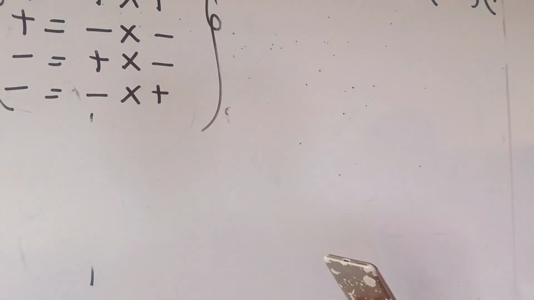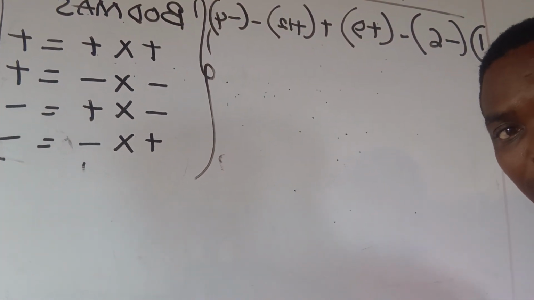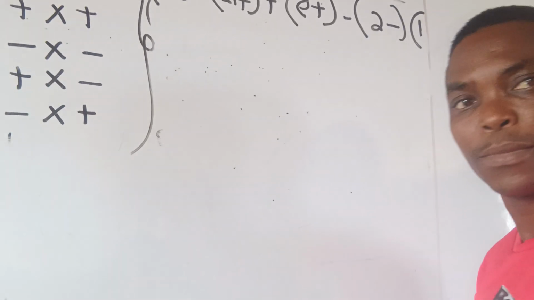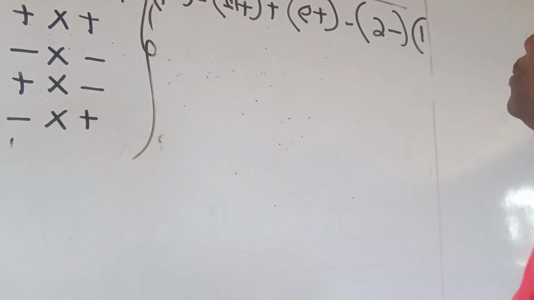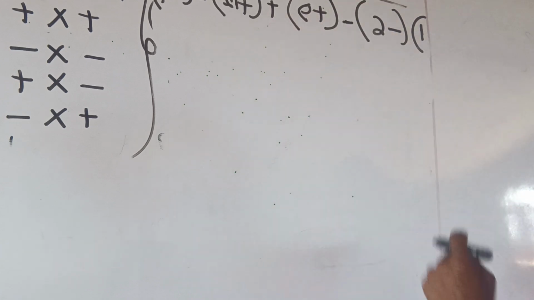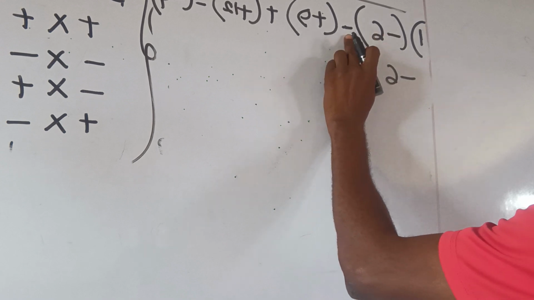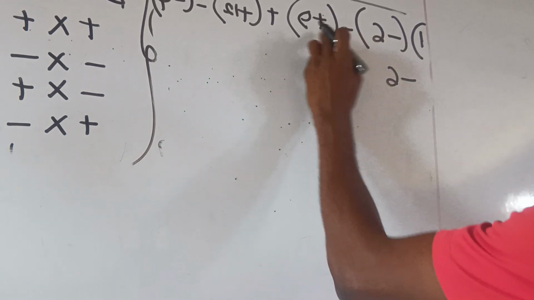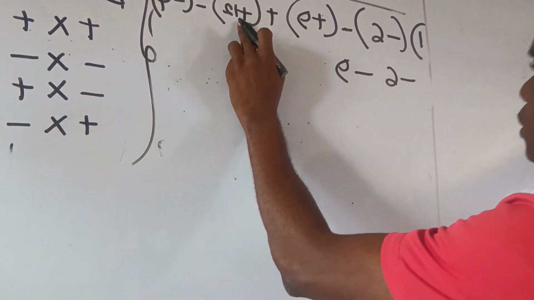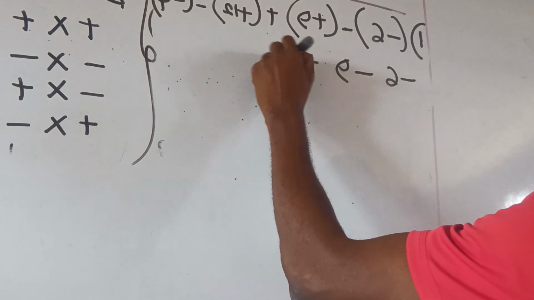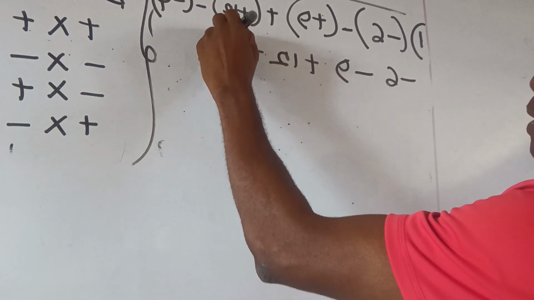Let me write it. I think the video is okay. You can see it now. Let me bring it down. Good. So let's open up all the brackets. This is minus 6. Minus times plus will give me minus. I bring out my 9. Plus times plus still remains plus. I bring down my 12. Minus times minus will give me plus. I bring down my 4.